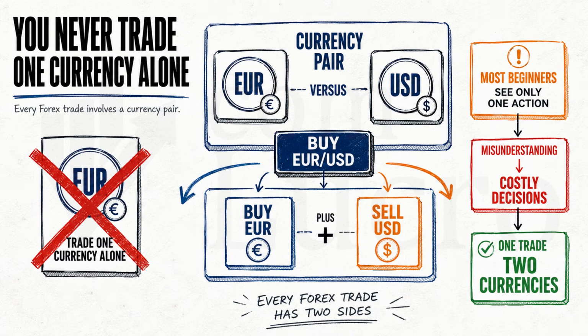So in the last video, we said something that sounded almost too simple to matter. In Forex, you never trade one currency on its own. You always trade a pair. Well, today we're going to open that idea up and look inside it. Because when you actually click buy on a pair, something is happening under the hood that most beginners completely misunderstand. And that misunderstanding quietly costs them money.